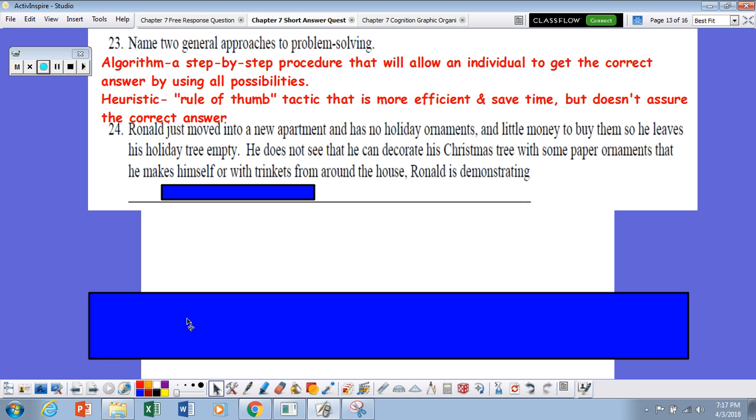answer. And finally, number 24, Ronald just moved into a new apartment and has no holiday ornaments and little money to buy them, so he leaves his tree empty. He does not see that he can decorate his Christmas tree with some paper ornaments that he makes himself or trinkets from around the house. Ronald is demonstrating something that is known as functional fixedness.